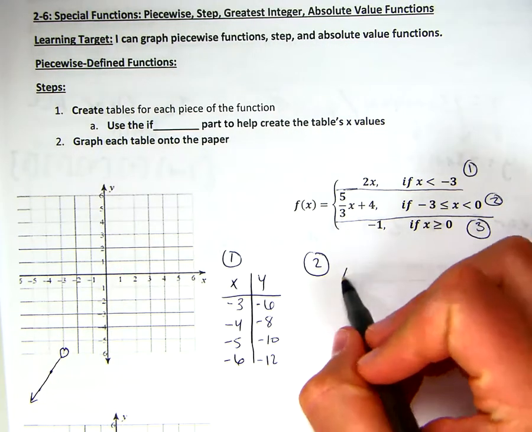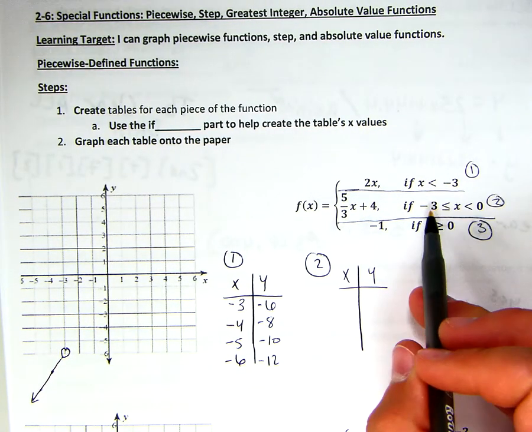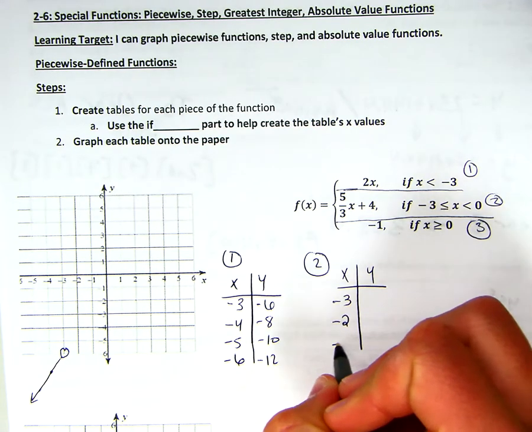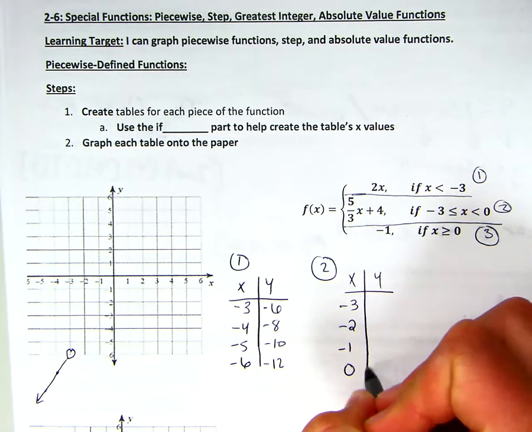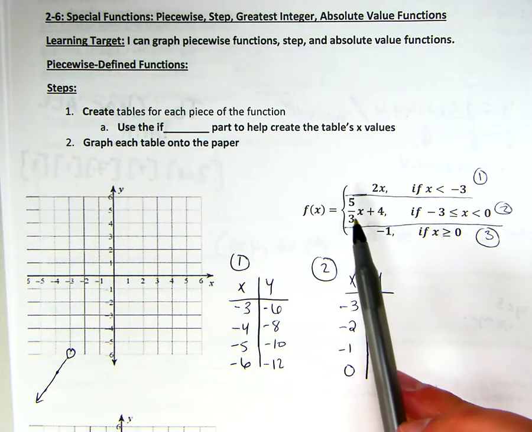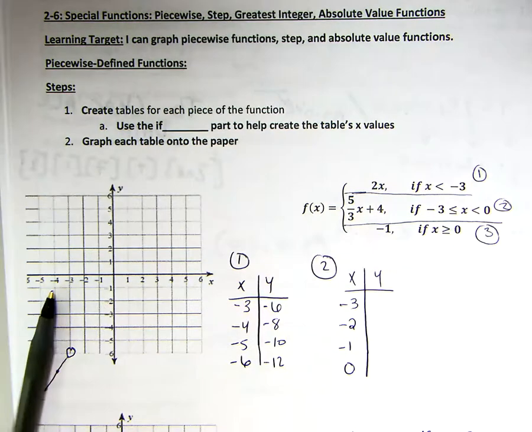Number 2 is another xy. And this time we are making our x's from -3 to 0. So -3, -2, -1, and 0. All right, wonderful. So when we plug -3 in here, we get -3 times 5/3, which is -5. Right? How do I get that?